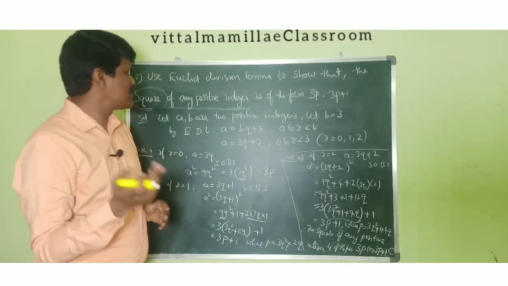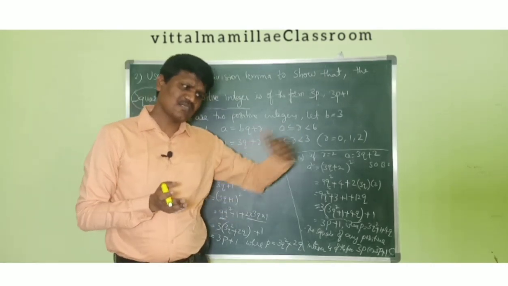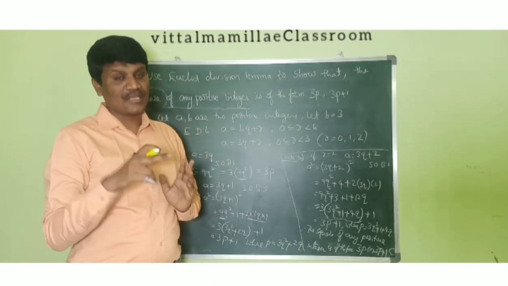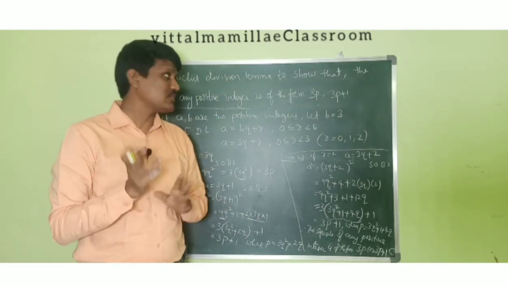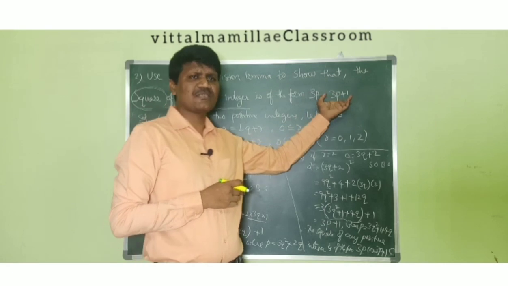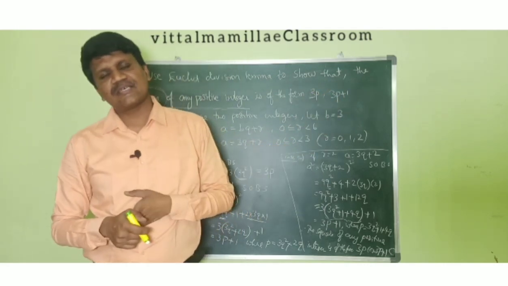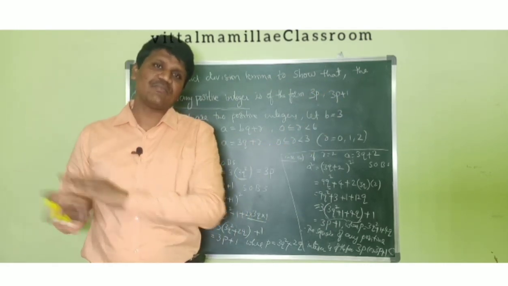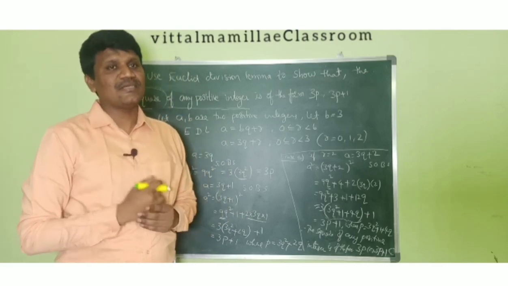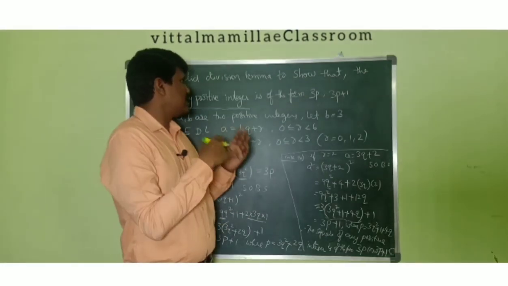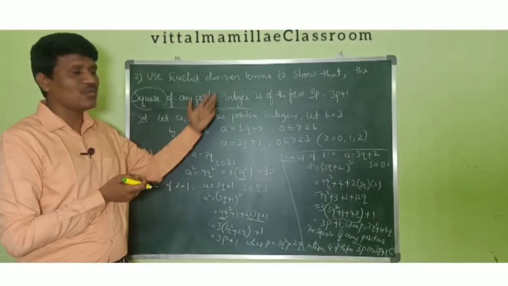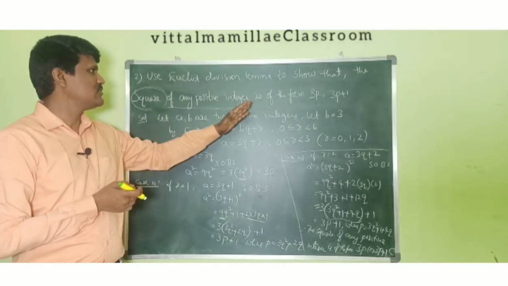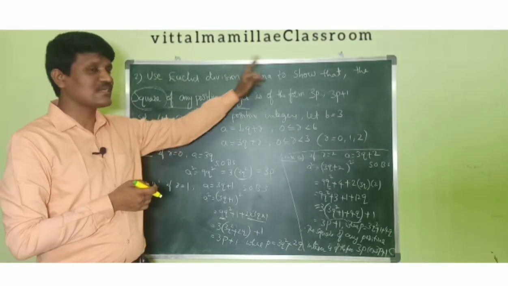Definitely the question has been asked in the last 2-3 years. They asked square of any positive integer is of the form either 3p or 3p plus 1. Sometimes they ask 5m, 5m plus 1, 5m plus 4, like that. Okay. Now let us see the next one, which is cube of any positive integer. How to solve? By using Euclid division lemma.